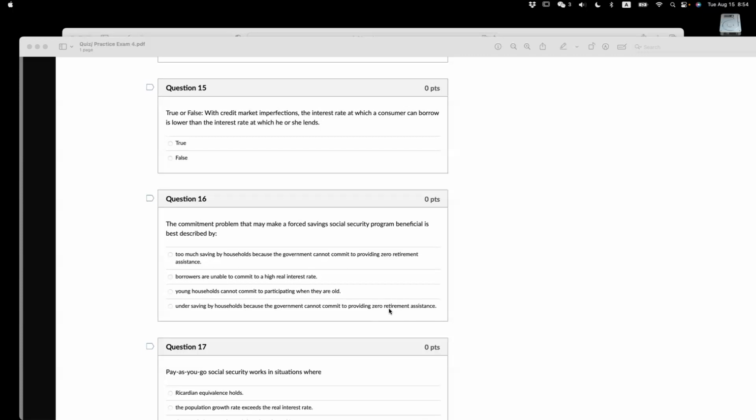So in the first place, households may not have the resolution to save enough for their retirement. Once they reach retirement, they have no savings, no income, right? But the government, due to political pressure, usually doesn't want to take a hands-off approach and just let you starve, right? So this is not going to happen. Okay. So this is a common problem.